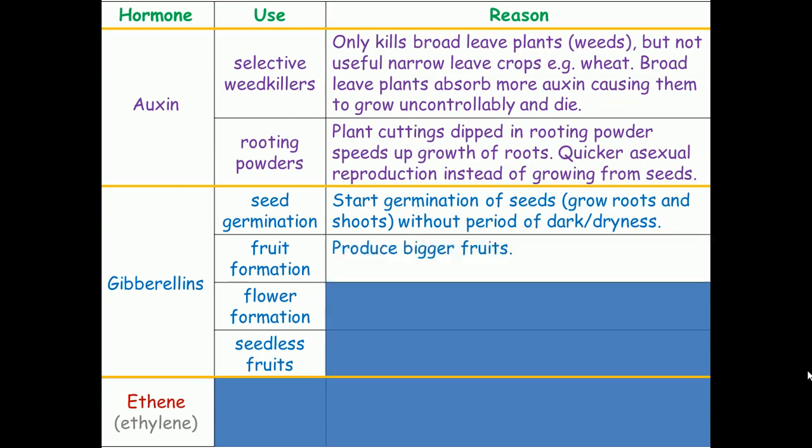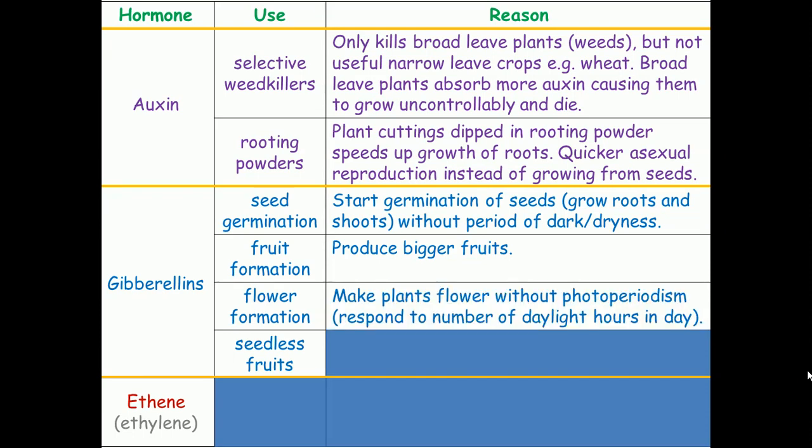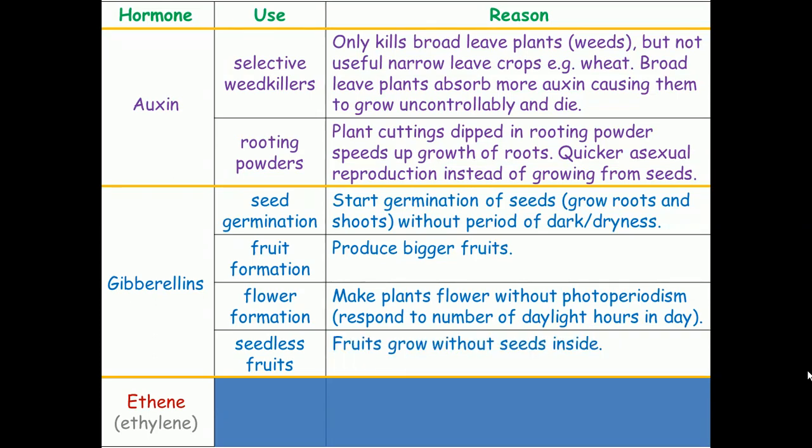In fruit formation, gibberellins help to produce bigger fruits. For flower formation, plants could flower without photoperiodism. In other words, plants usually flower because they respond to the number of daylight hours in a day, but you could do this by using gibberellins instead of having plants flower naturally. And you can also use gibberellins in seedless fruits because the fruits will grow without seeds inside.